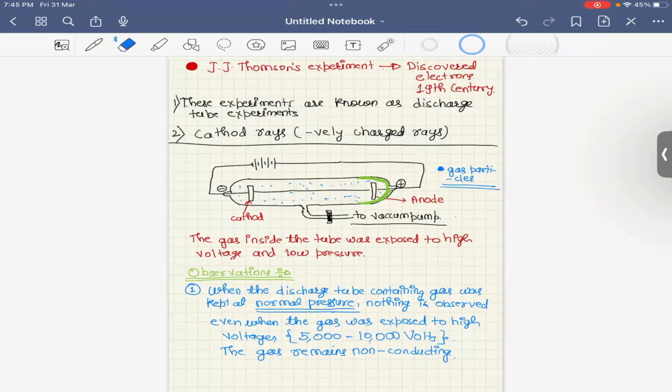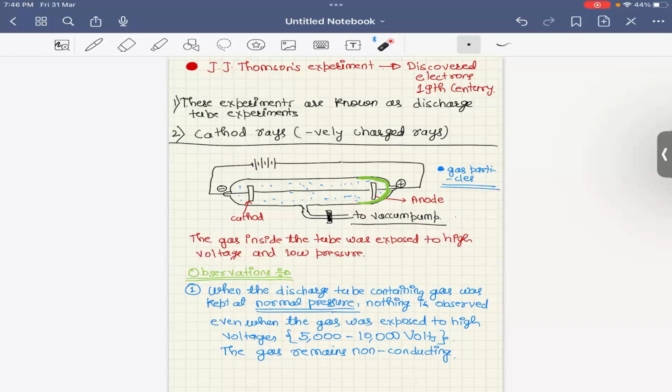So to summarize what happened, this is a cathode, this is an anode. This cathode is connected to an external circuit, right? This is a cell, and inside this chamber, a gas is present. And this whole connection is connected to a vacuum pump to maintain the pressure. So in this whole experiment, a gas is taken and exposed to various combinations of voltages and pressure.